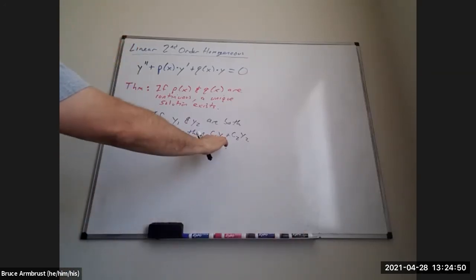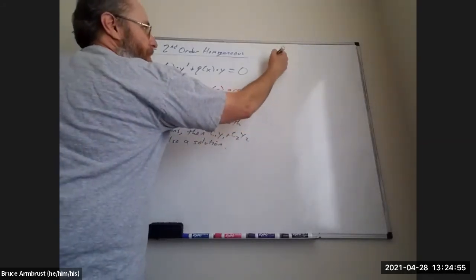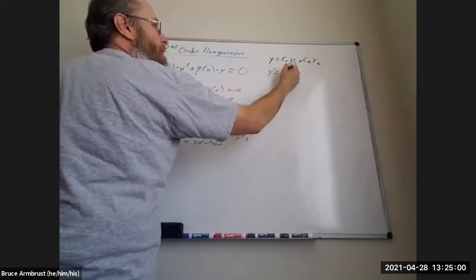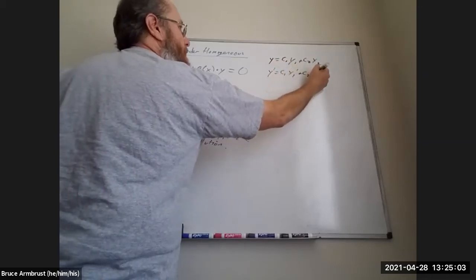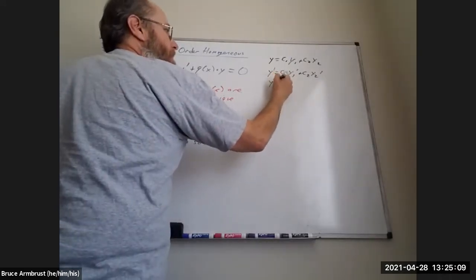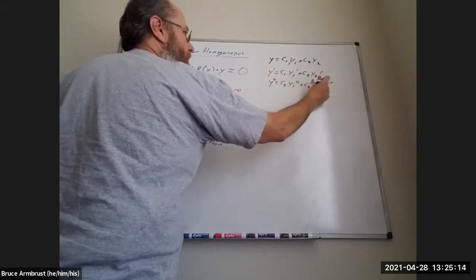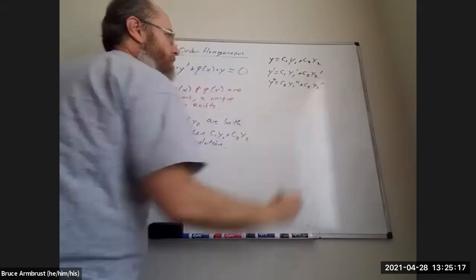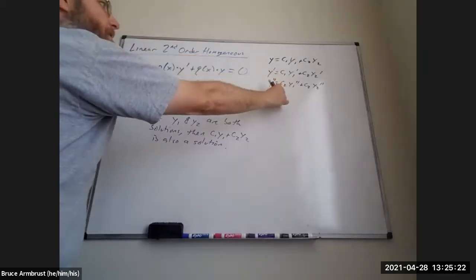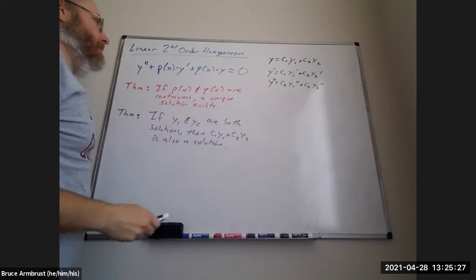If you just put this in as a potential solution, right? So we say, let's let y equal c1 y1 plus c2 y2. So then y prime is c1 y1 prime plus c2 y2 prime. And y double prime is similarly c1 y1 double prime plus c2 y2 double prime. Okay, then take those and put them into the original differential equation.